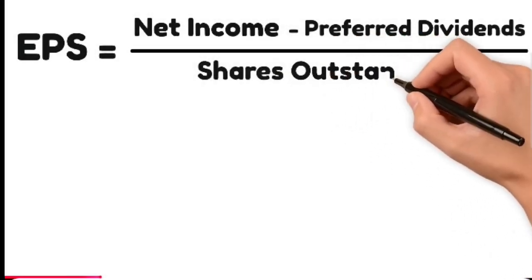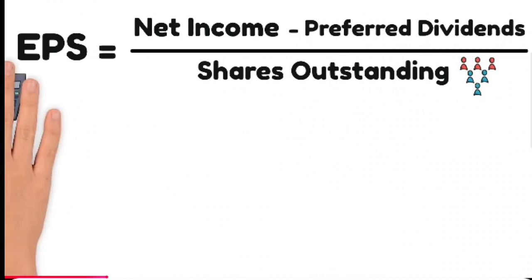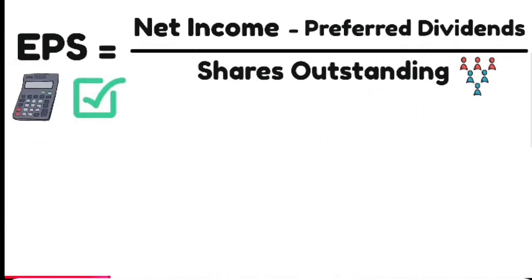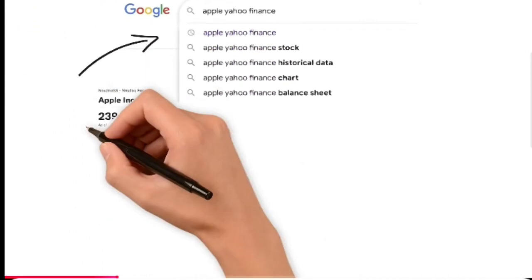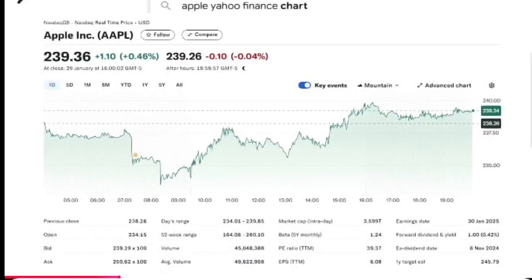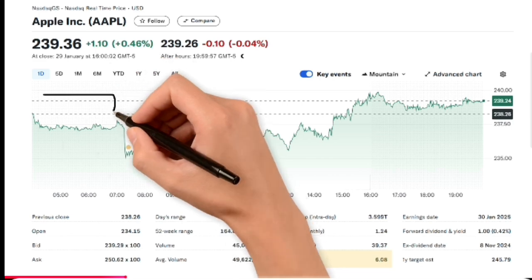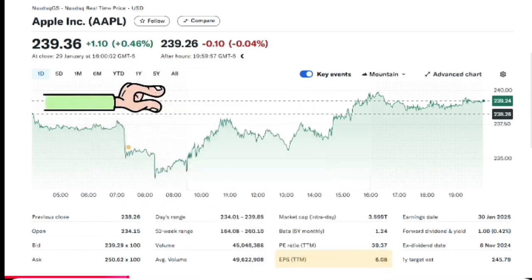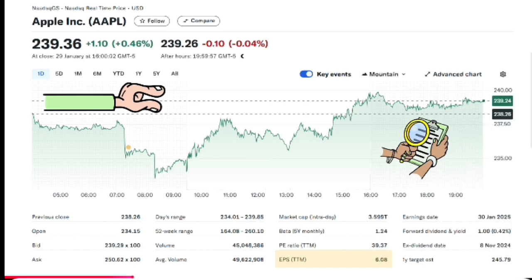All divided into the shares outstanding, which is the total number of common shares available in the market for that specific stock. Now that we know the formula, let's quickly show you how to find EPS on Yahoo Finance. You will type on the internet the name of the stock and Yahoo Finance. Then, over here, you will see the EPS. Keep in mind that this number may not always be up to date, especially when looking at smaller companies. Therefore, it's important to verify this data with other sources to ensure it's correct.